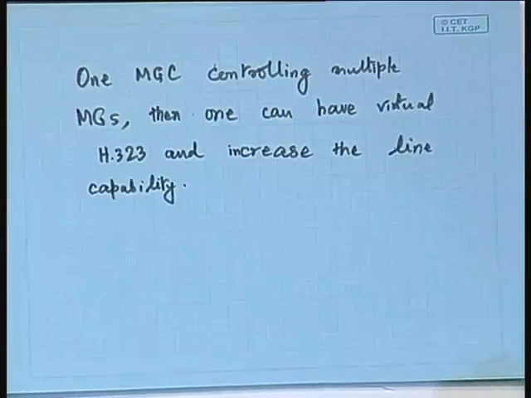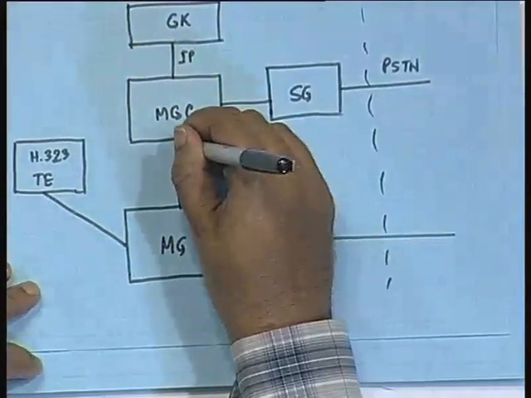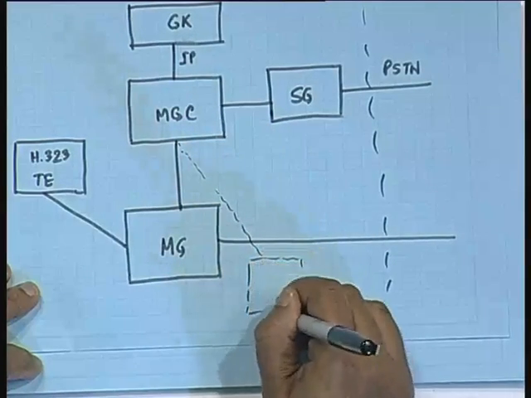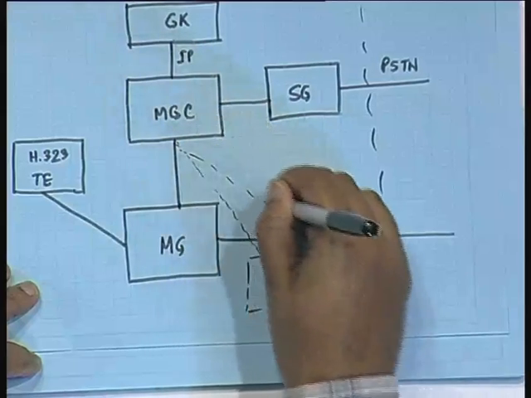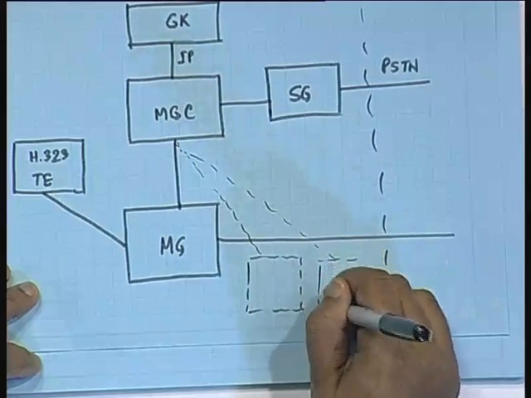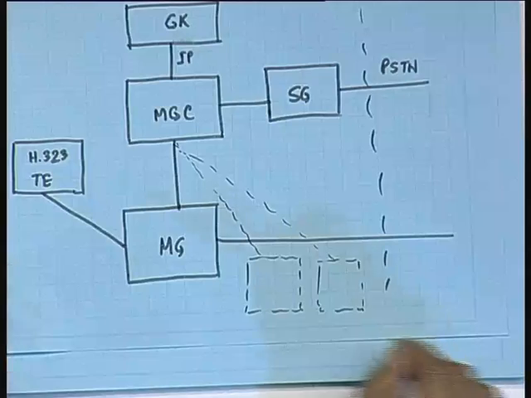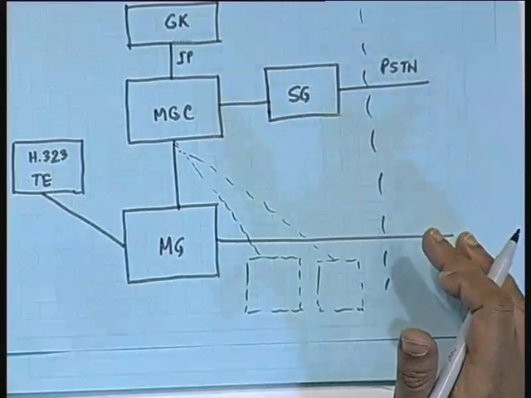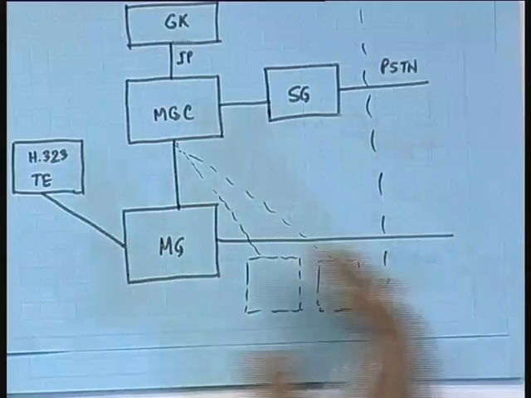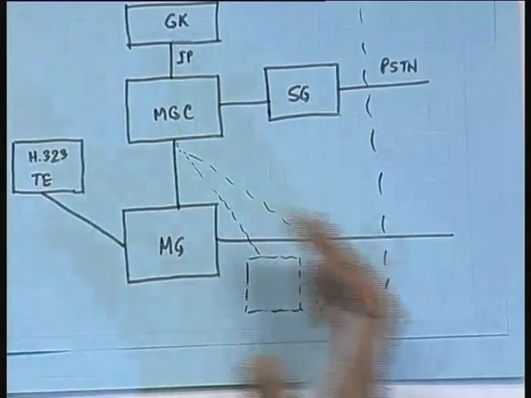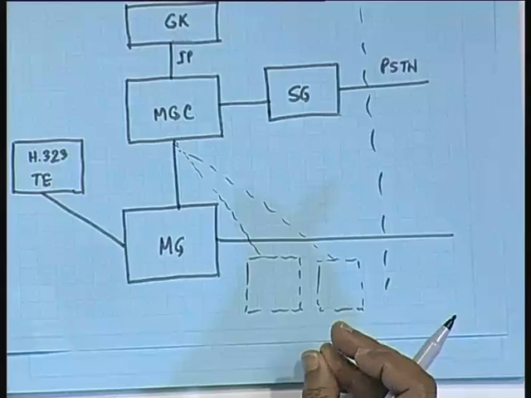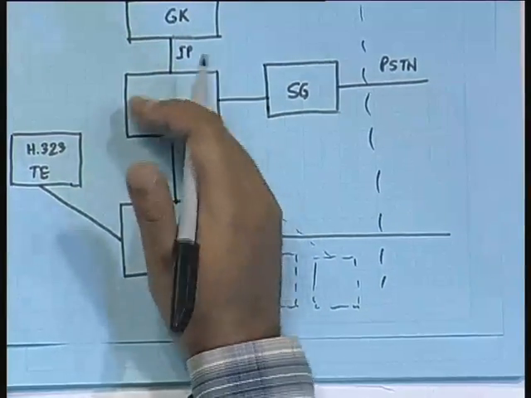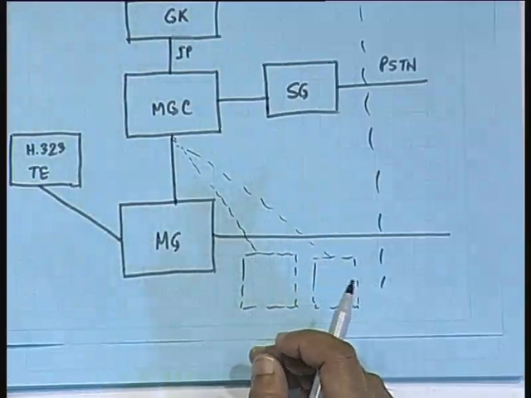Because what you are going to do essentially is that with this MGC, you can have the other MGs. This is one MG, this is another MG, like that, each doing its different roles, but ultimately some form of multiplexing at the PSTN end, so that the functions of these MGs are decentralized. It is only through some protocol that it will be connected to the MGC.